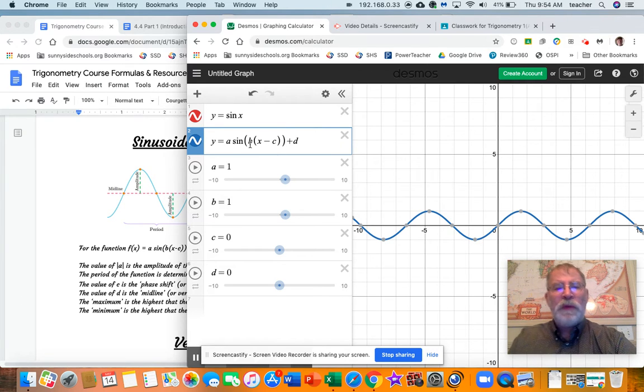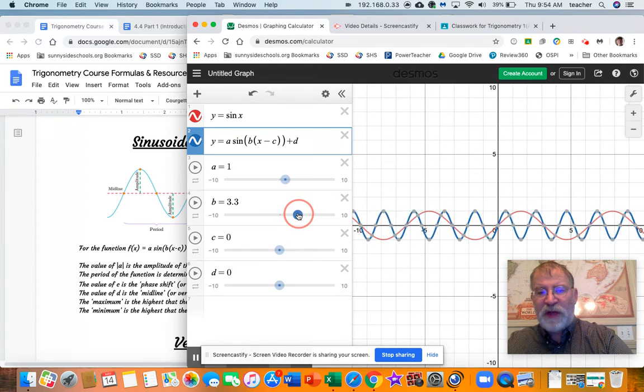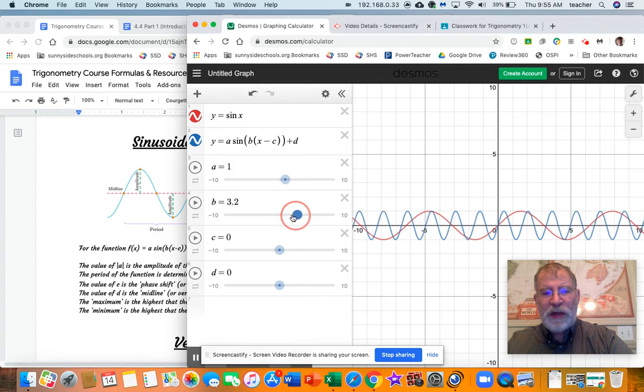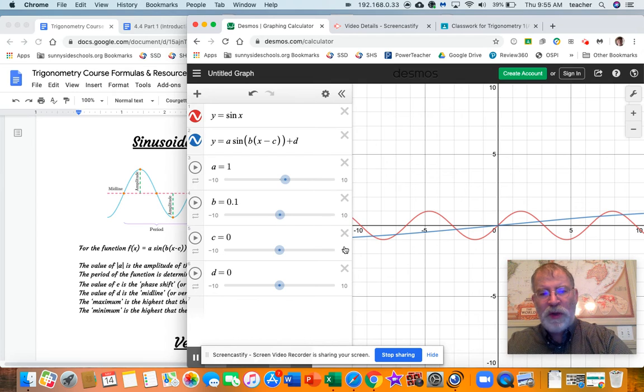Now b is kind of tricky because what it does is it compresses the graph horizontally. Let me slide it and change the value of b. Right here, b is 1. Look what happens when I slide it. See how it compresses it? When the value of b gets greater, the period gets smaller. And when it gets smaller, it's kind of tricky. I've got to make it positive but less than 1. Okay, there, now it's like 0.1. Look how long my period would be.